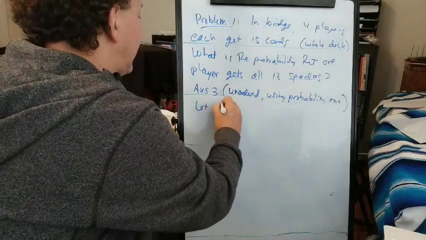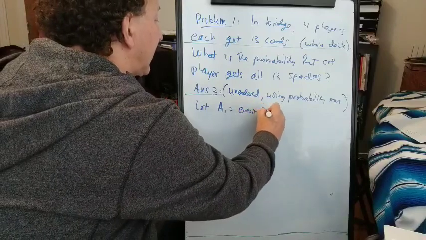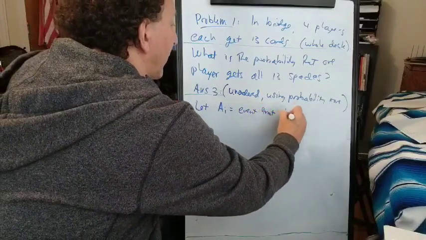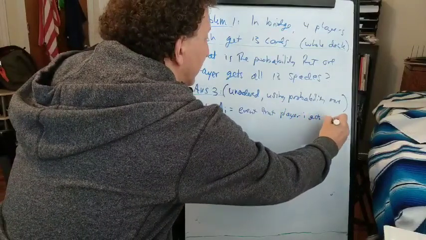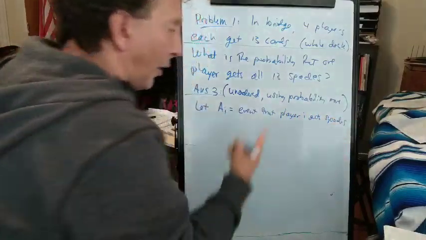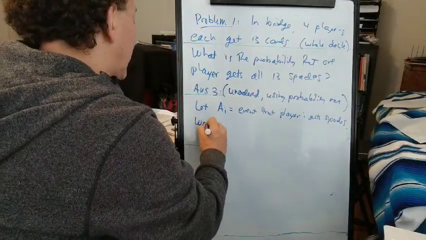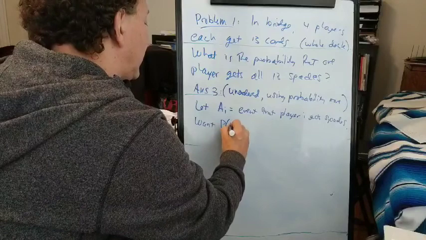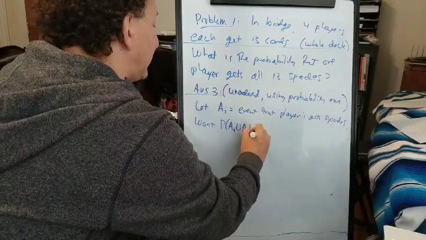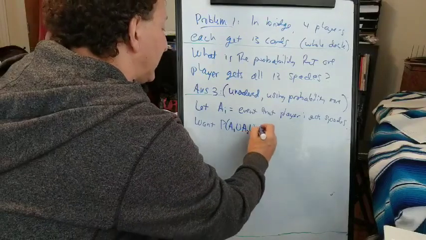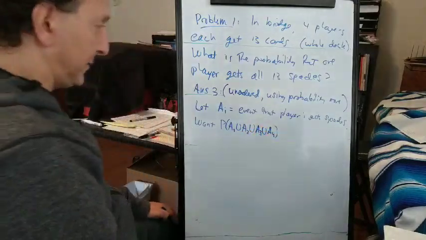So let's let A_i be the event that player i gets the spades. All 13 of them. So we want the probability that player 1 gets all the spades, or player 2 gets all the spades, or player 3 gets all the spades, or player 4 gets all the spades.